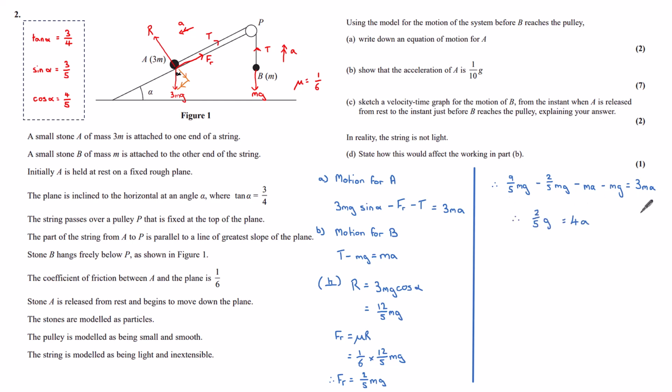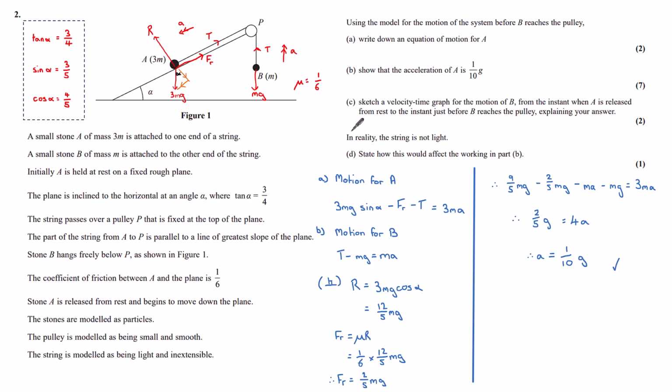This equation now can be simplified. I can divide the whole thing through by m, and I can bring my g's together. So 9/5 take away 2/5, take away 1 is going to be 2/5 g. Adding this ma gives me 4a, and then dividing through by 4 gives a is equal to 1/10 of g, which is what I wanted to show.